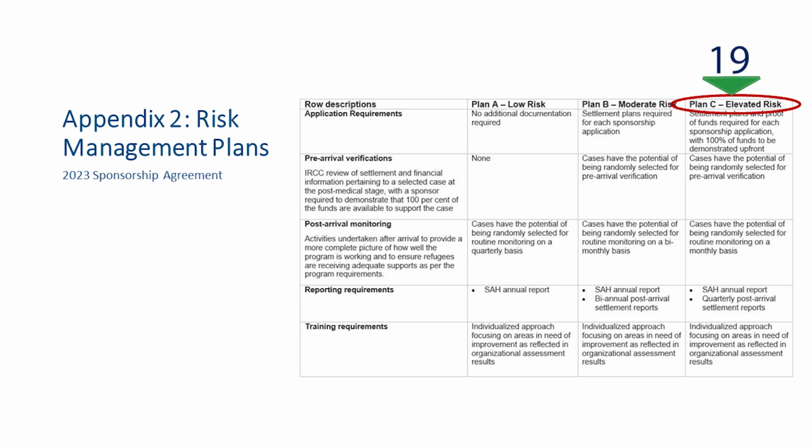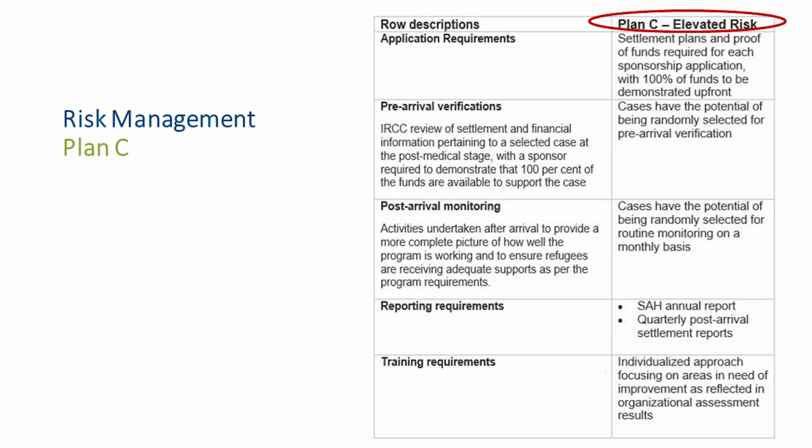And in terms of plan C, there are 19 SARs in plan C. Our understanding is that those 19 SARs were placed into that risk management plan not because they were assessed as having elevated risk. They were only placed into risk management plan C because they weren't able to provide the audited financial statements. So that's just an overview of the risk management plans, as well as a breakdown of how many SARs are in each risk management plan category. What we're going to do now is focus specifically on the requirements for Plan C.